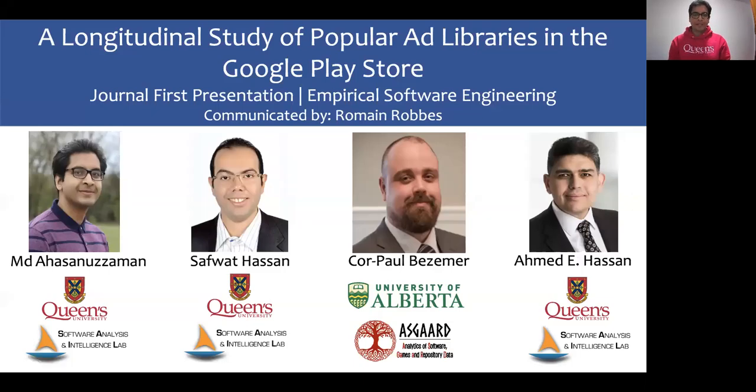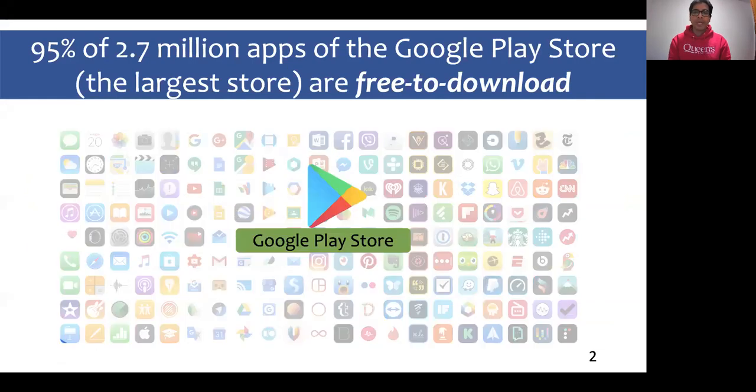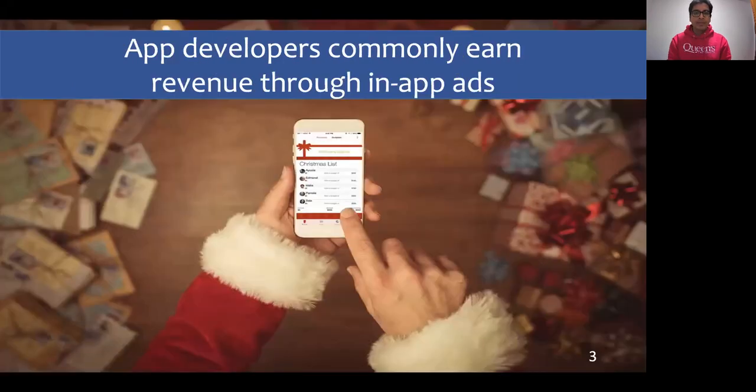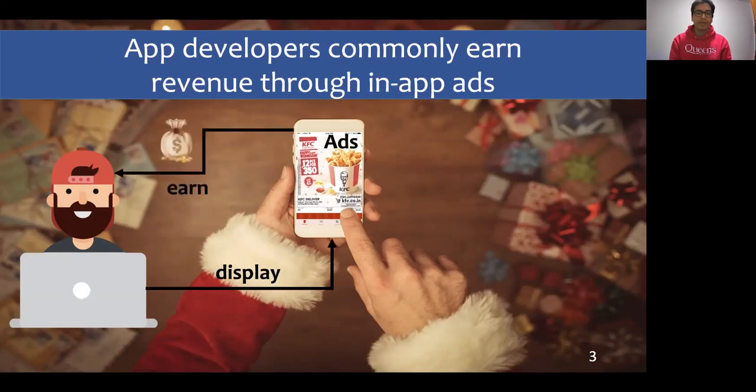I'm going to present my journal first paper where we study the evolution of popular ad libraries of mobile apps in Google Play Store. Majority of the apps in app stores such as Google Play Store are free to download. That means app users do not have to pay any money to install and use these apps. Still, app developers of these free to download apps can earn revenue through in-app ads, where app developers display ads on mobile devices. When users interact with these ads, for example, clicking on these ads, app developers can earn revenue.